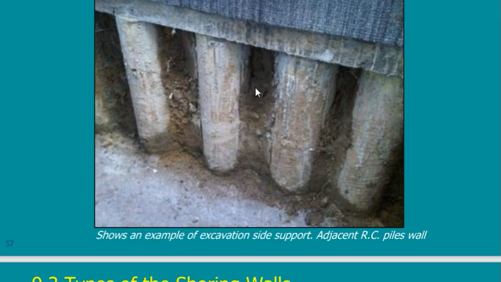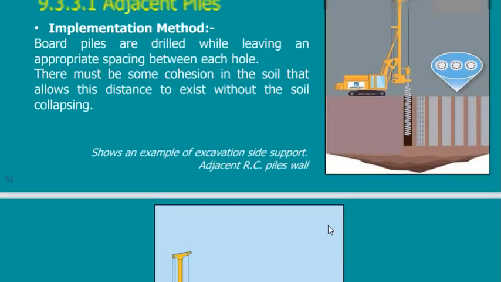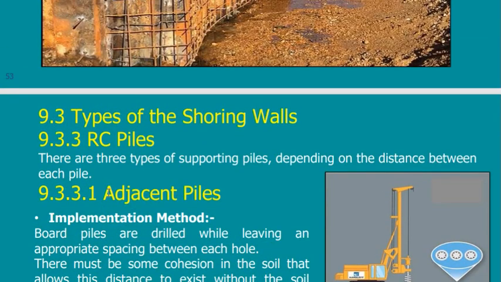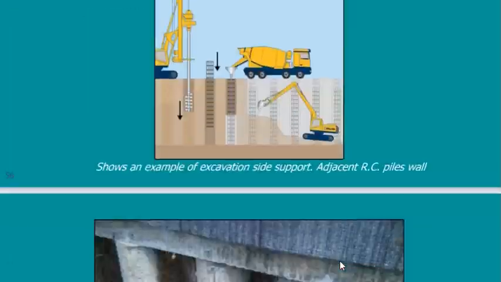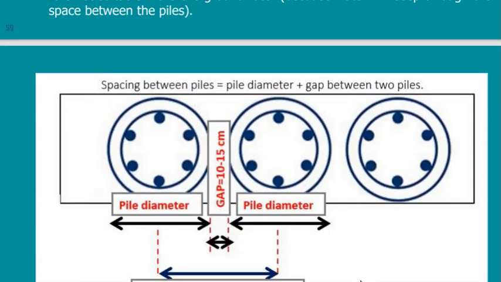So I'm reducing my expenses. This type, we call it adjacent piles. Adjacent in the sense that they are near to each other, but they are not touching, they are just near. And there is a gap between these piles. So this is the drawing. This is the first pile, and this is the pile diameter, and there is a gap. This gap may be 10 centimeters, 15 centimeters, depending on the type of soil. Why not 20, 30? You can go more if the soil can carry itself without failure.